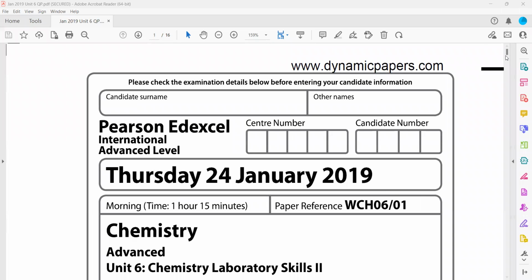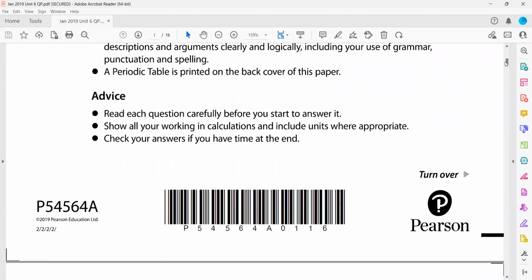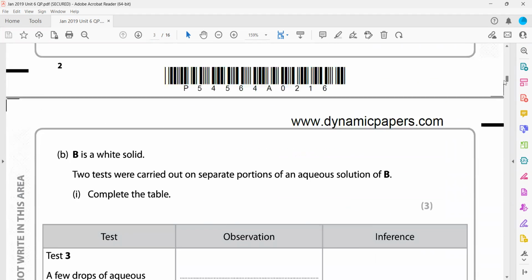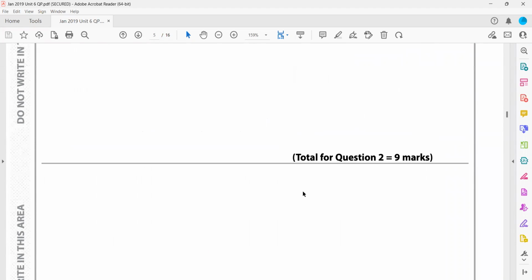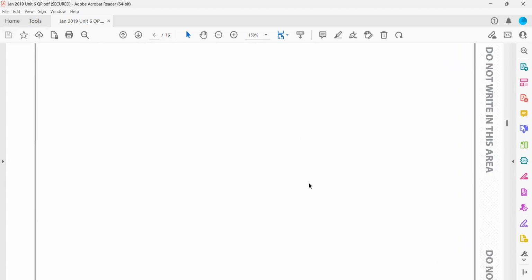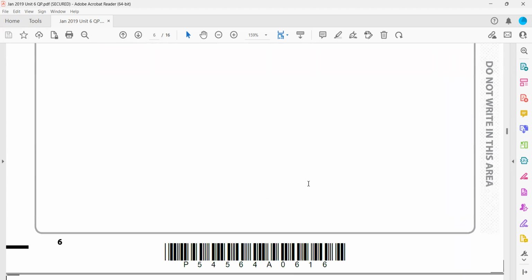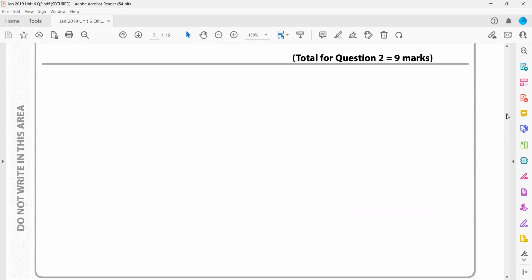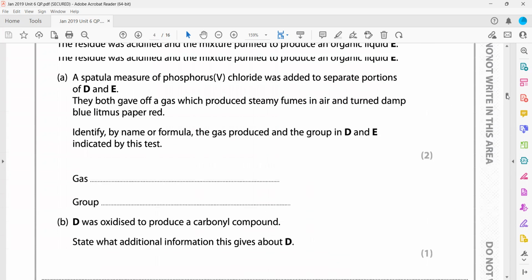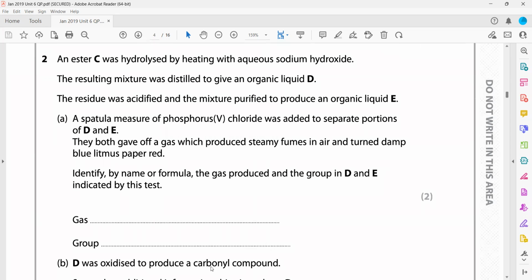So, January 2019 paper. I did question 1 from this. So question 2. So this is question 2 from Jan 2019.